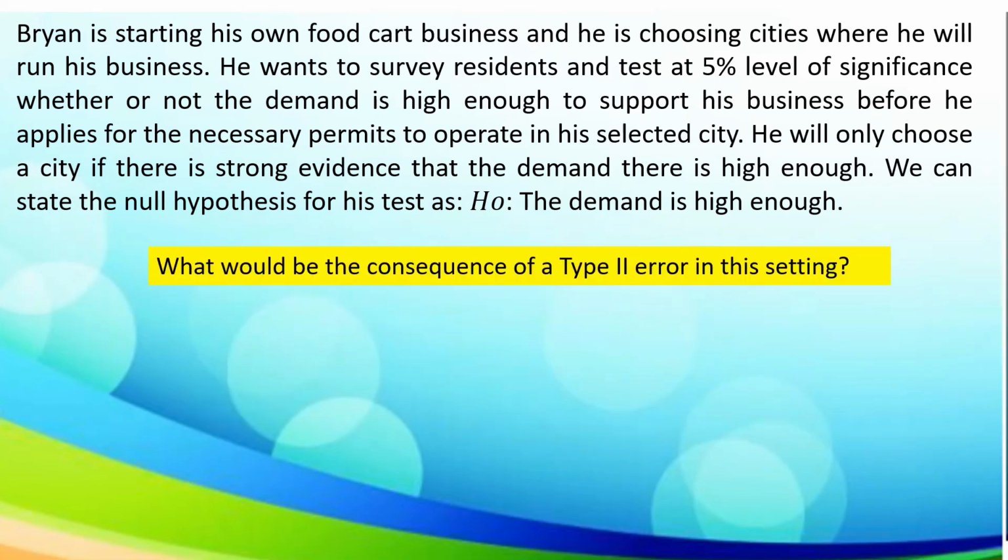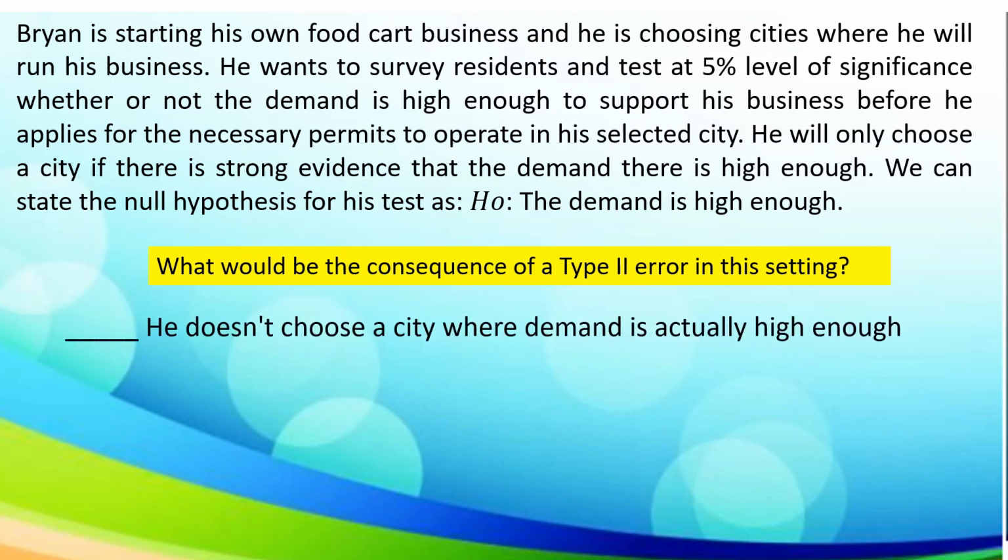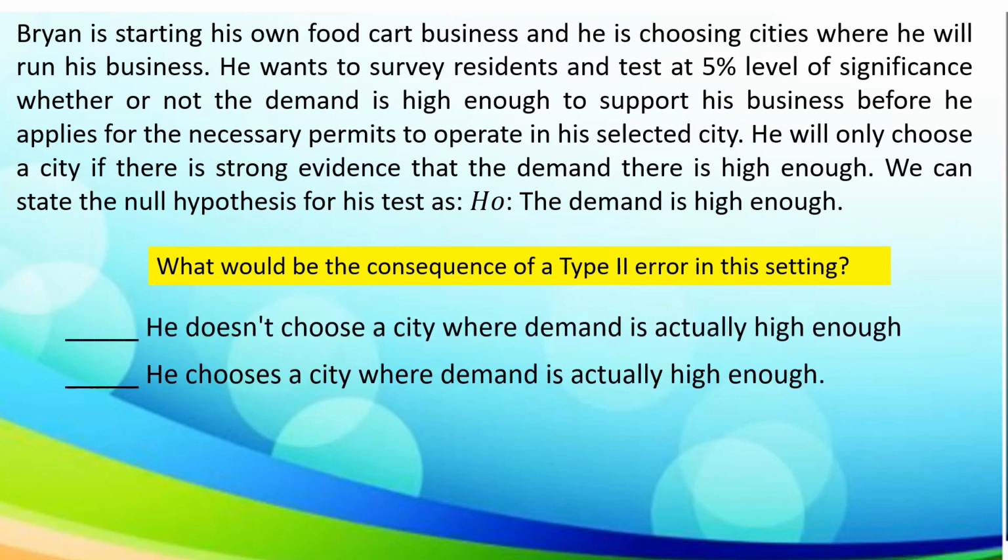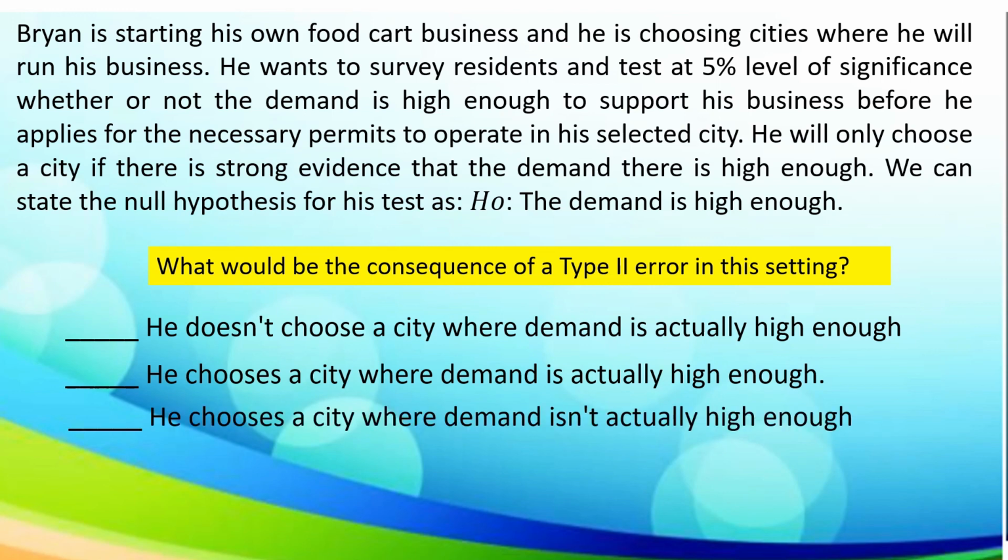Using the same situation, what would be the consequence of a type 2 error in this setting? He doesn't choose a city where demand is actually high enough. He chooses a city where demand is actually high enough. He chooses a city where demand isn't actually high enough. Remember, our null hypothesis is the demand is high enough. And type 2 error states that you tend to accept the null hypothesis if it is false. Therefore, the setting that expresses type 2 error is the third one: he chooses a city where demand isn't actually high enough.